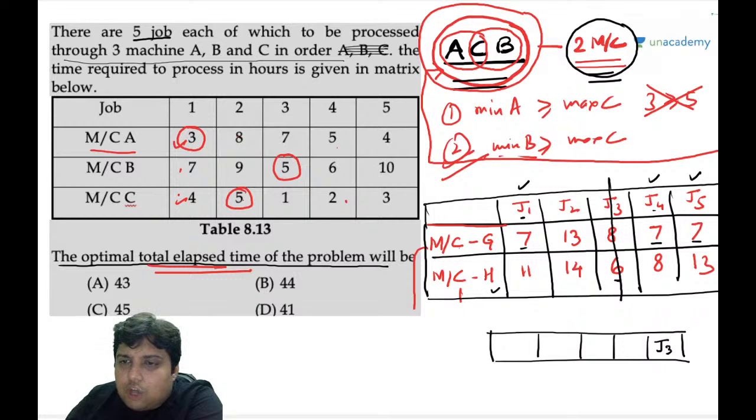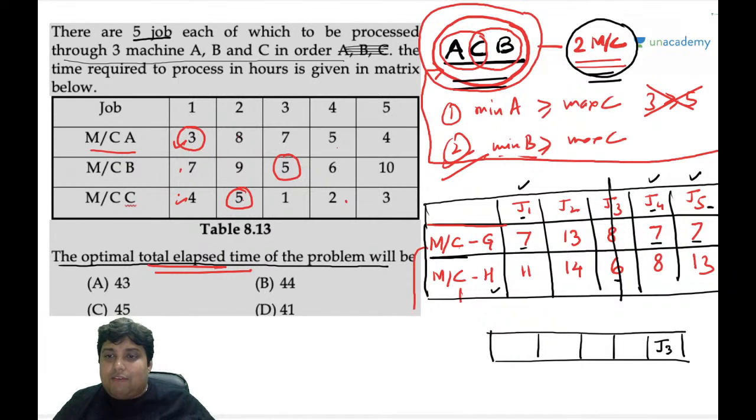7 is coming in 3 jobs, J1, J4, J5. There is a tie in 1, 4, 5. And remember, all the values of 7 are on machine 1, that is machine G. So 1, 4 and 5 are fighting for this position.